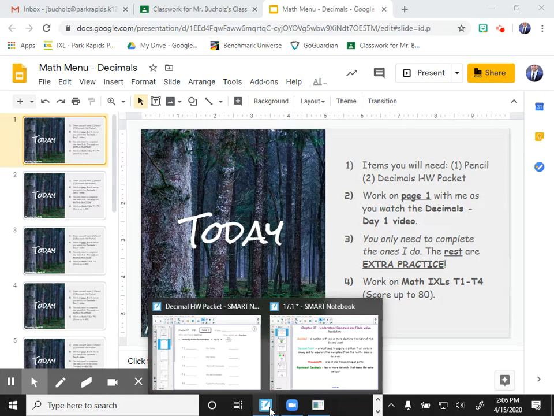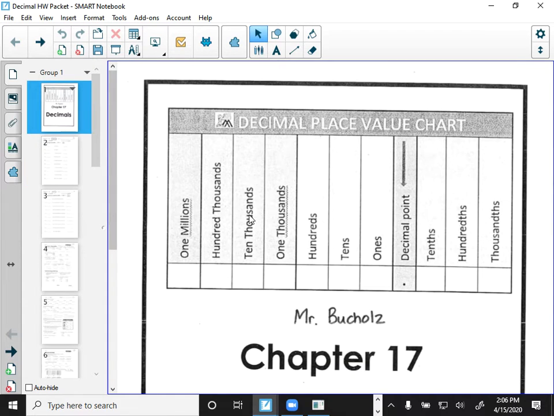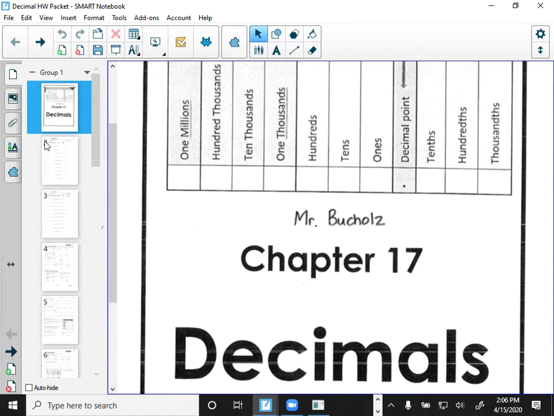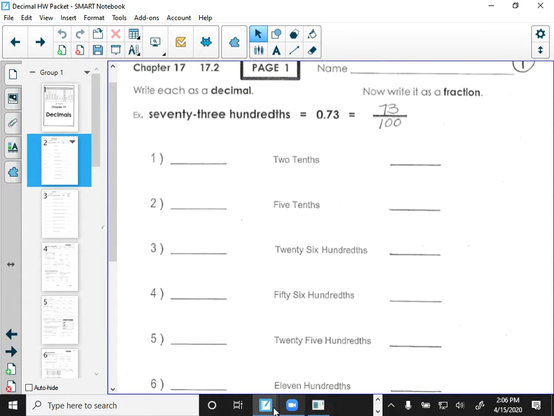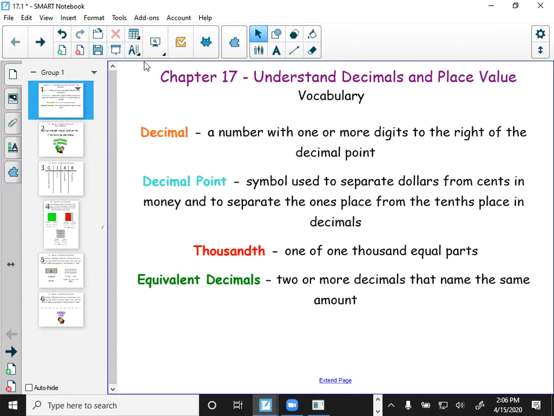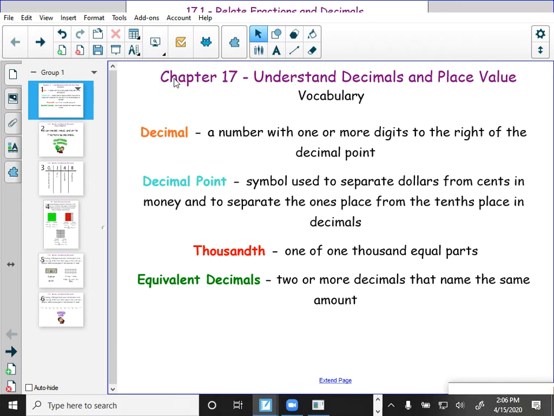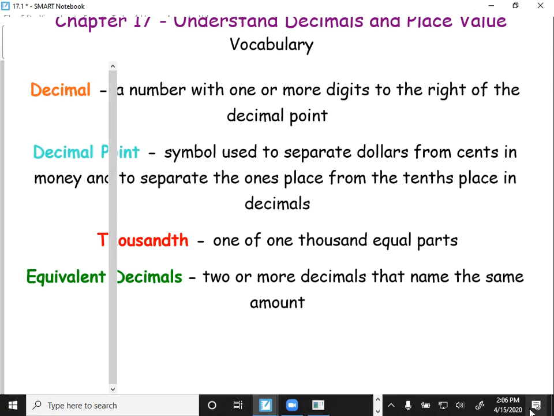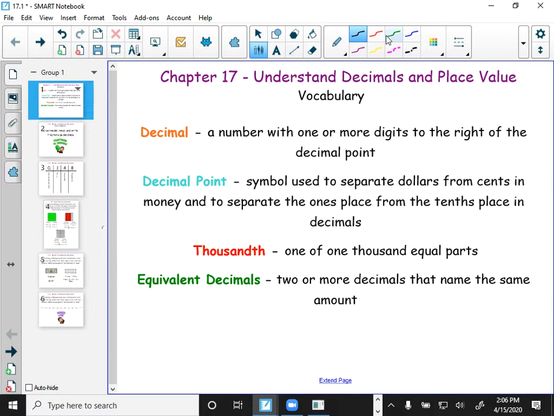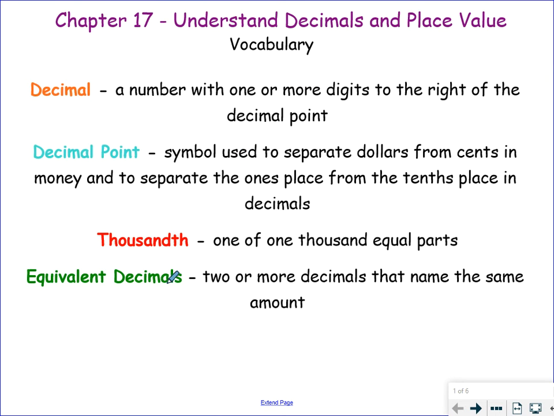So let's go through a lesson here. We're introducing decimals today. Page 1 is going to look like this, but I'm going to go through a couple of vocab terms that we need to know before we start. Chapter 17, understanding decimals and place value. So let me grab a marker here. Today we're going to start with our vocab, and then we're going to go through our lesson. First we're understanding decimals and place value. That's what we're going for today. Place value of decimals.